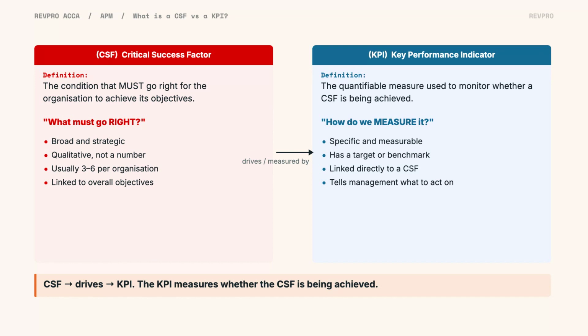A key performance indicator or KPI is the quantifiable measure used to monitor whether a CSF is being achieved. It answers the question, how do we measure it? A KPI is specific, measurable, has a target, and tells management what to act on. The relationship is simple. The CSF drives the KPI. The KPI measures whether the CSF is being achieved.